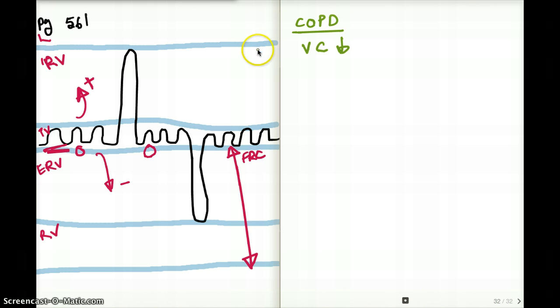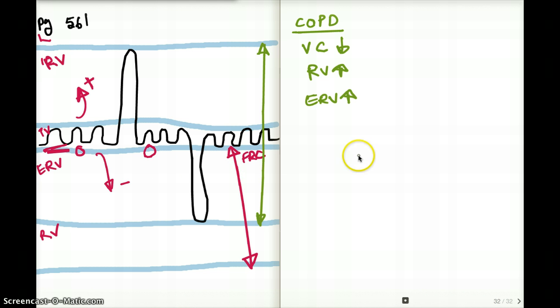And it makes sense because what did we say vital capacity was? Vital capacity is everything but residual volume. And residual volume is going to be increased, and we just talked about that. Another thing, this can be confusing, so that's why I'm stressing on it. Another thing that can be increased is going to be ERV. So ERV is going to be increased.